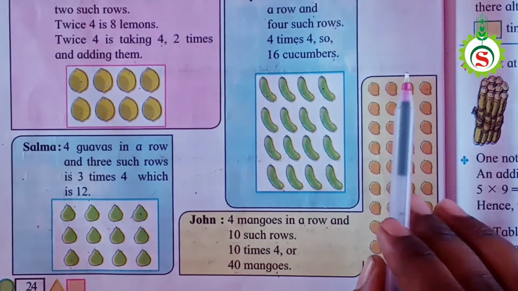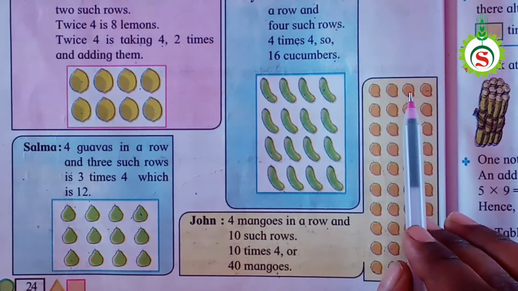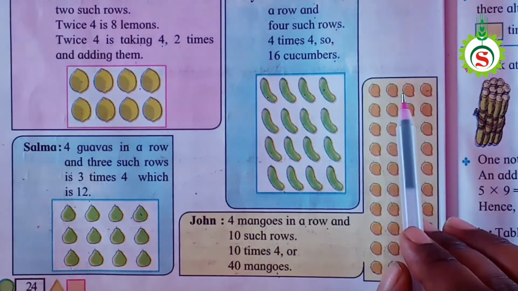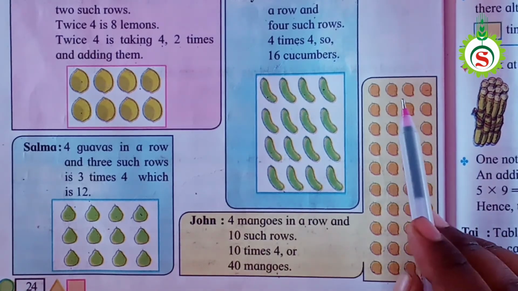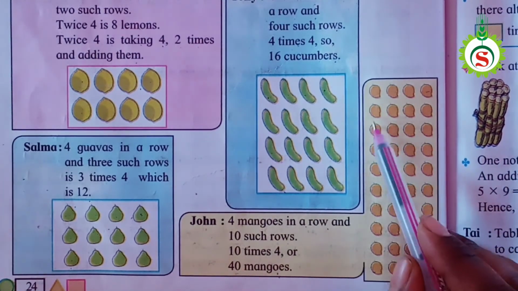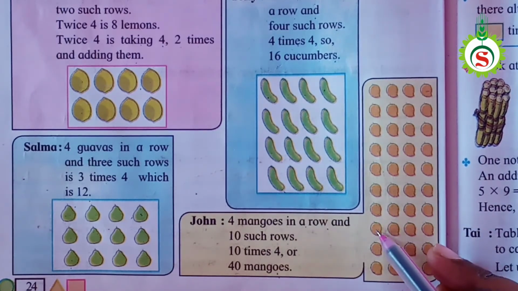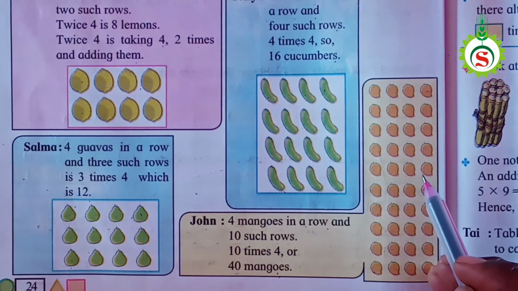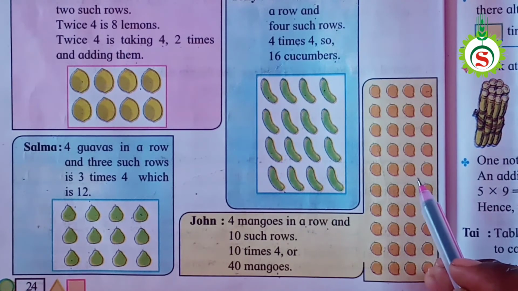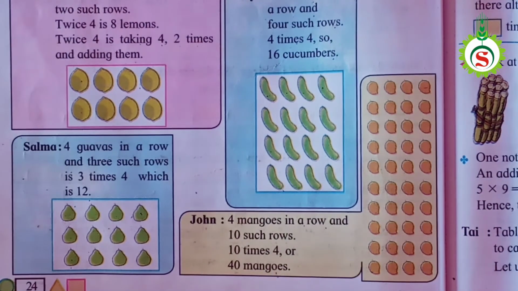See here, there are 4 mangoes in one row. 1, 2, 3, 4. There are 4 mangoes in one row. So, how many rows? Let's count. 1, 2, 3, 4, 5, 6, 7, 8, 9, 10. Here are 10 rows. Means the total number of mangoes is equal to 4 multiplied by 10 equals 40 mangoes.